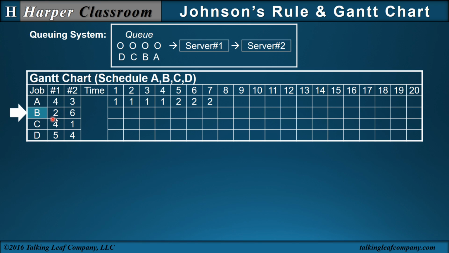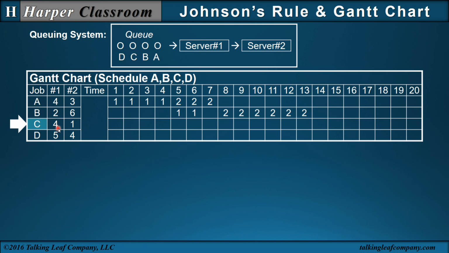Job B spends 2 days on server 1. But it has to wait for A to be finished on server 1 before server 1 can process B. Then it can process B for 2 days. Then it moves to the second server for 6 days. But it has to wait for the second server to be available before it can process 2. Then it can process 2 for 6 days.